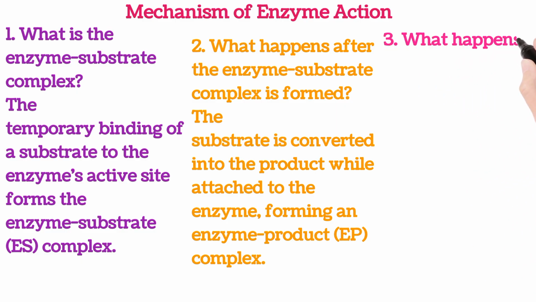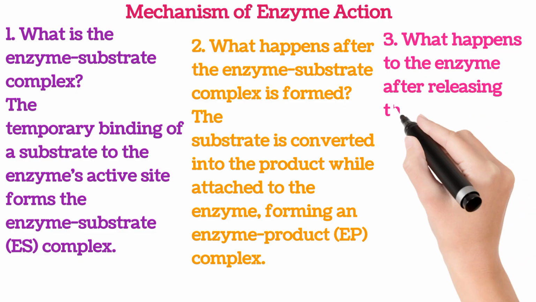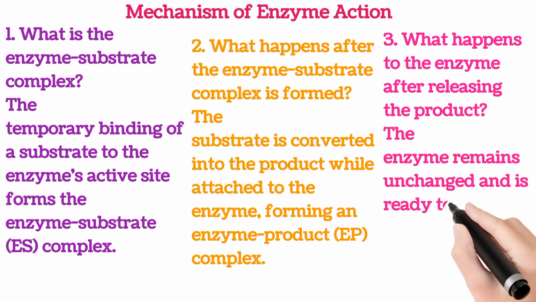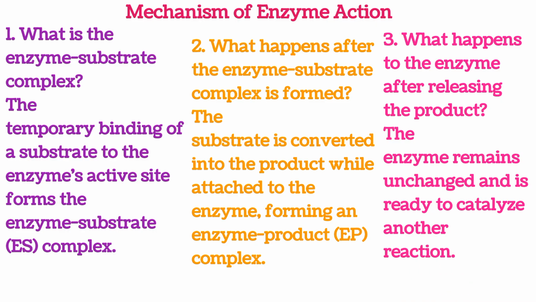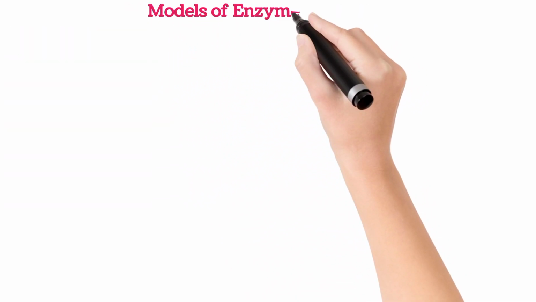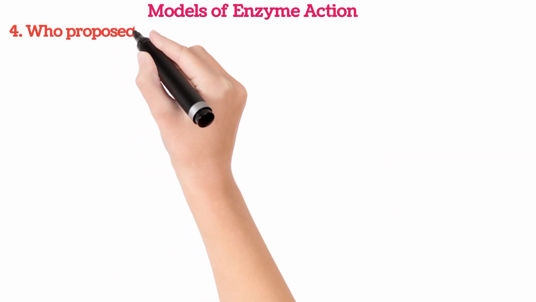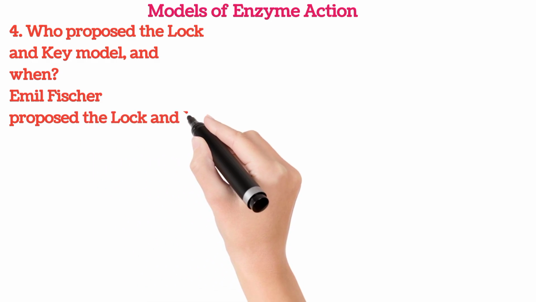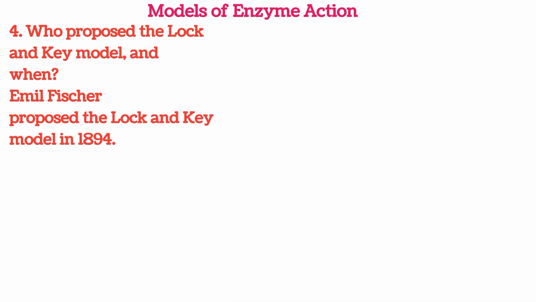3. What happens to the enzyme after releasing the product? The enzyme remains unchanged and is ready to catalyze another reaction. Models of enzyme action. 4. Who proposed the lock and key model, and when? Emil Fischer proposed the lock and key model in 1894.